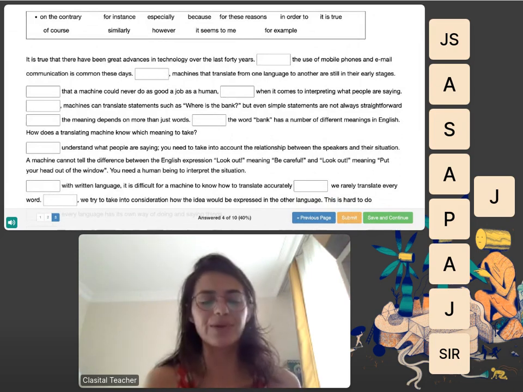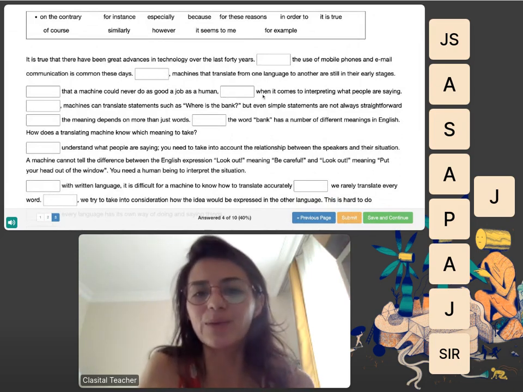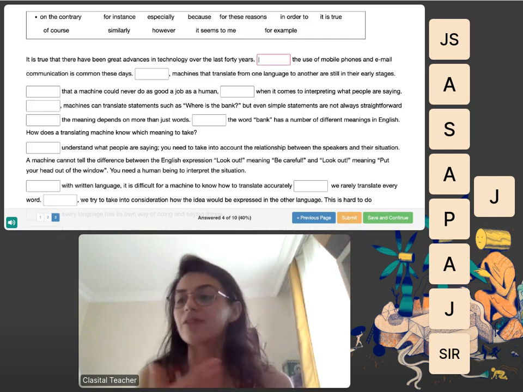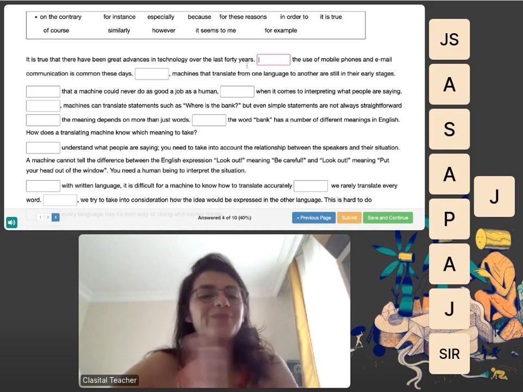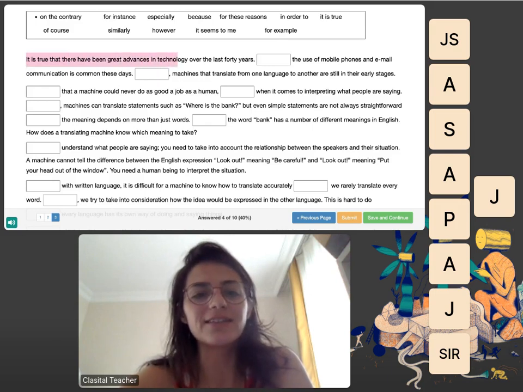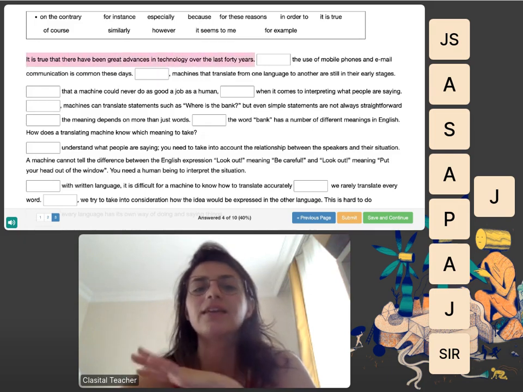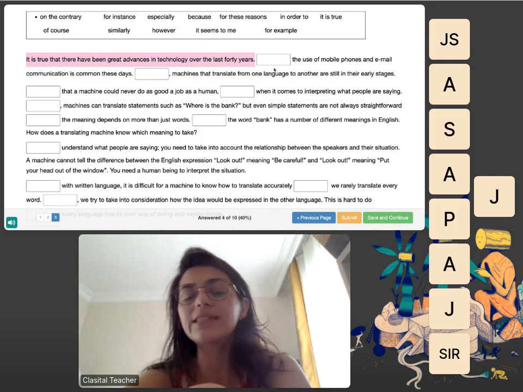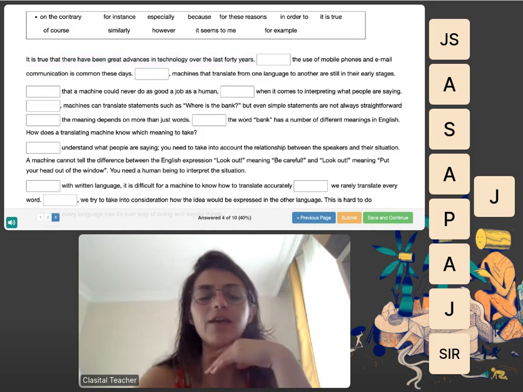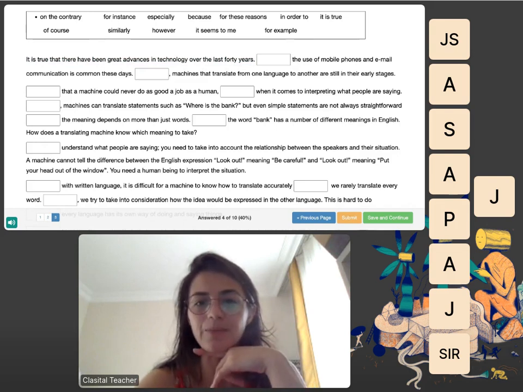As we're reading, I want you to write what we can use in the first blank. Think about that and write it, or you can raise your hand. All are fine. Let's start. So, this is our introduction. It is true that there have been great advances in technology over the last 40 years. We will say something, and then we will say the use of mobile phones and email communication is common these days. What do you think we can write here?